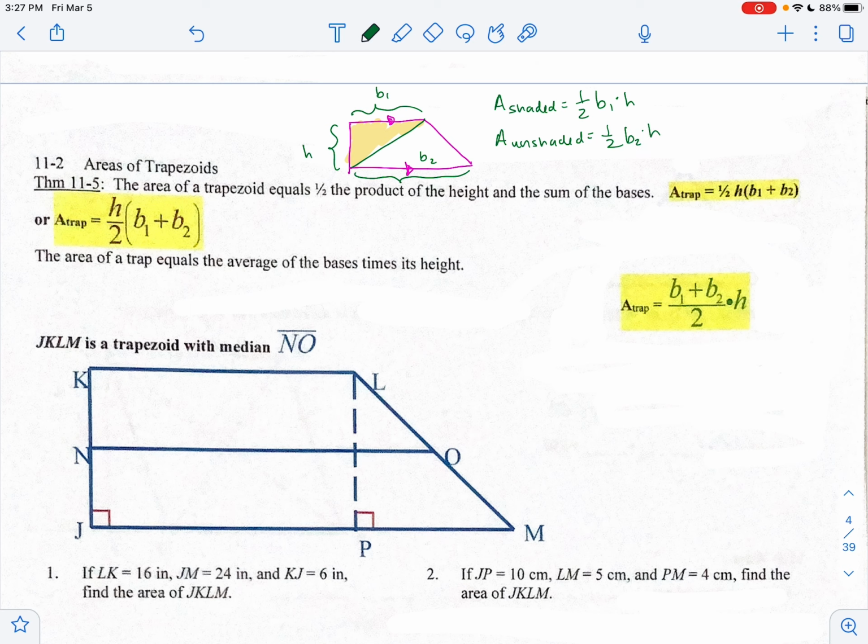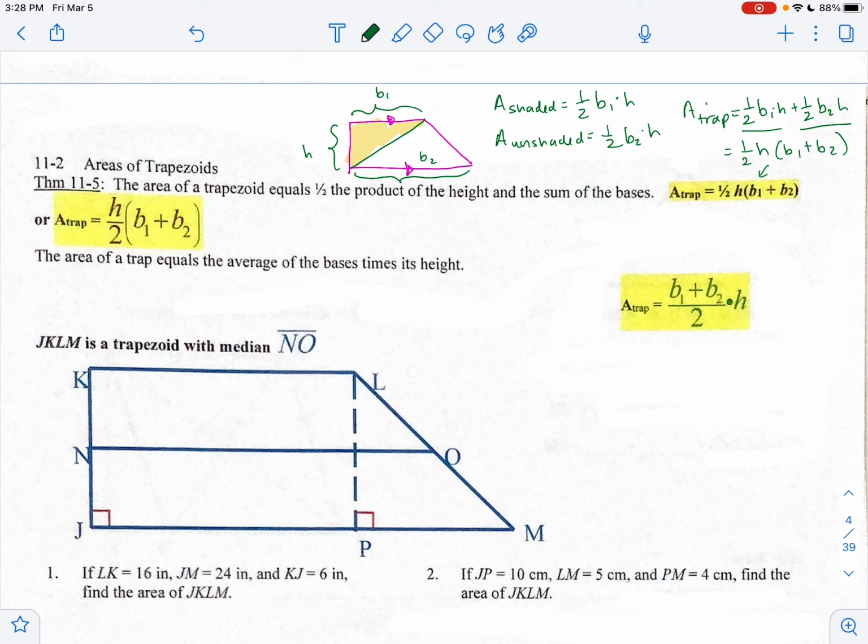Now, to find the area of the trapezoid, I would add these two together. So our area of the first shaded triangle plus the area of the second unshaded triangle. Notice that the two terms have 1/2 in it as well as an h in it. So if I factor out the 1/2 and the h, I get B1 plus B2 inside the parentheses. And that is the same formula you see shaded right there.